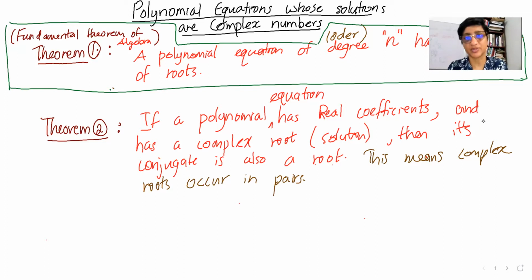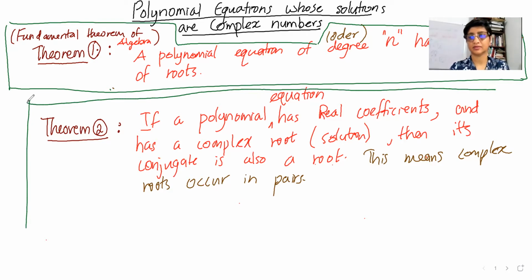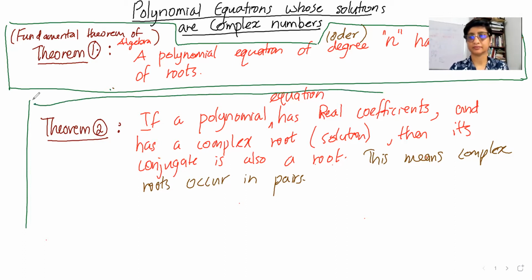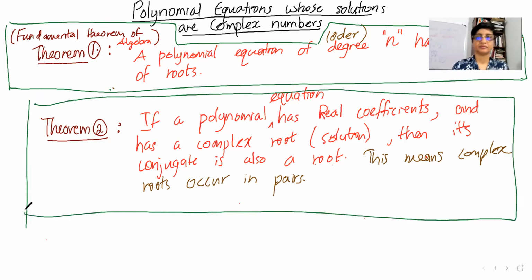I mean, no, it's for any complex root. If a polynomial equation has real coefficients and has a complex root, then its conjugate is also a root.